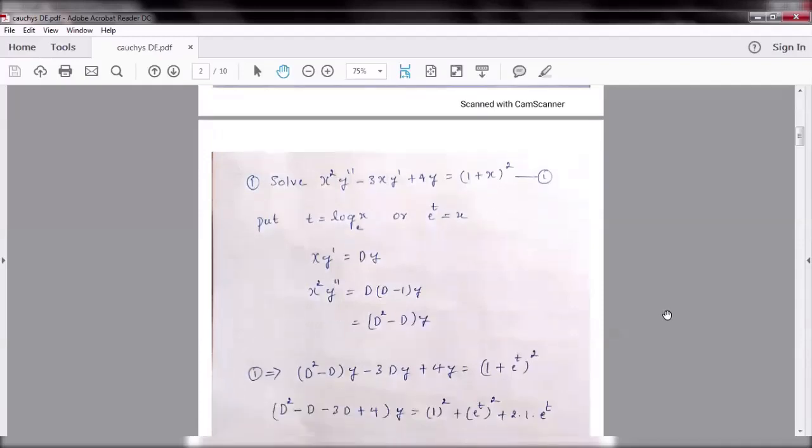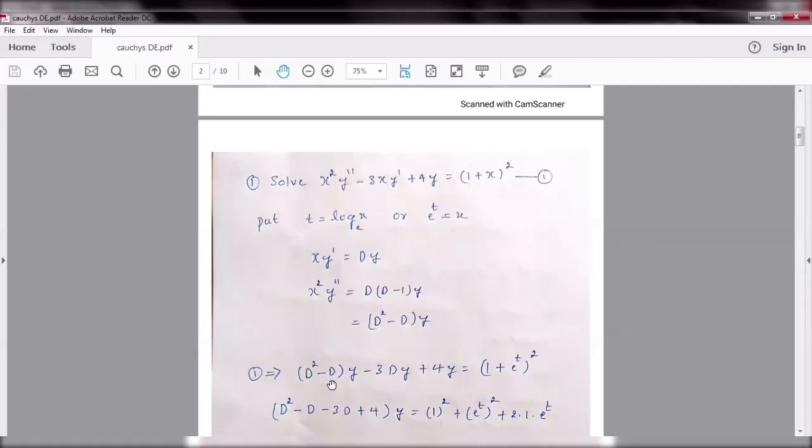Now consider the equation x² y'' − 3x y' + 4y = (1 + x)². Put t = log x to base e, or e^t = x. x y' becomes Dy. x² y'' will be D(D − 1)y. This will be D·D = D², and D times minus 1 will be −D, times y.